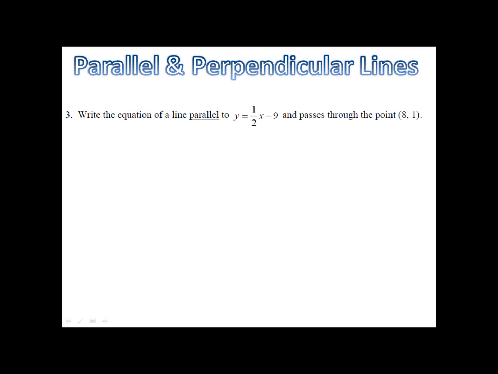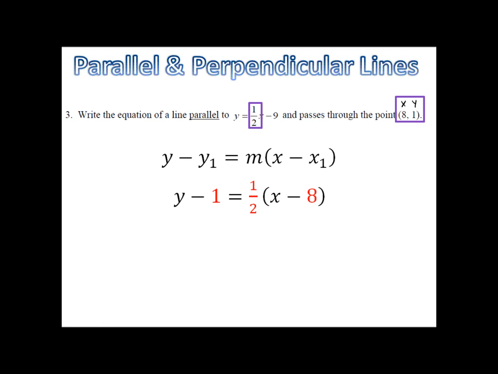In example 3, we want to write the equation of a line that's parallel to y equals 1/2 x minus 9 and passes through the point 8,1. We know that parallel lines have the same slope. We also know that we're given the point x and y, 8,1. Now we have two options. We could use the point slope formula, or we could use y equals mx plus b. In this example, I'll use the point slope formula, but you could go either way.